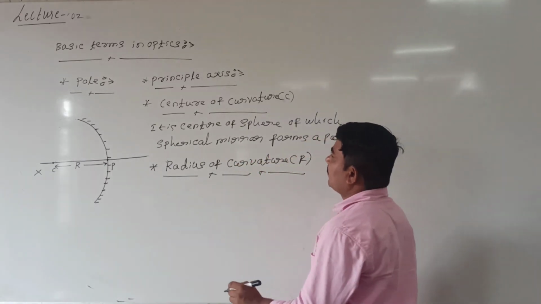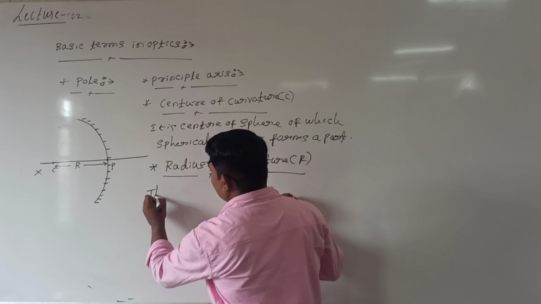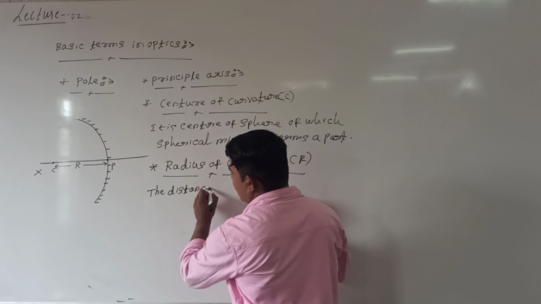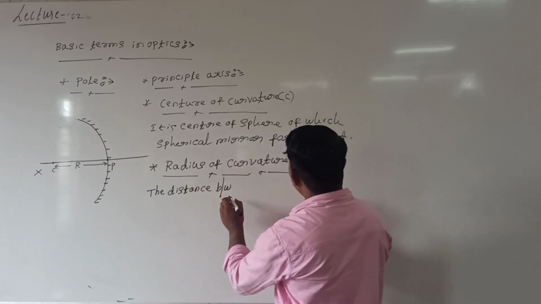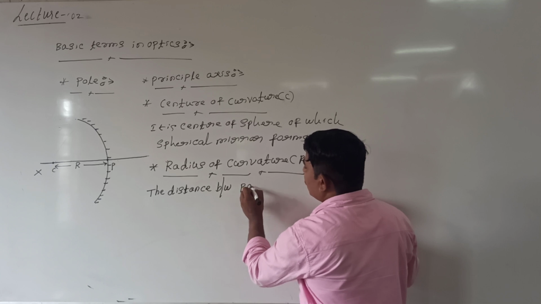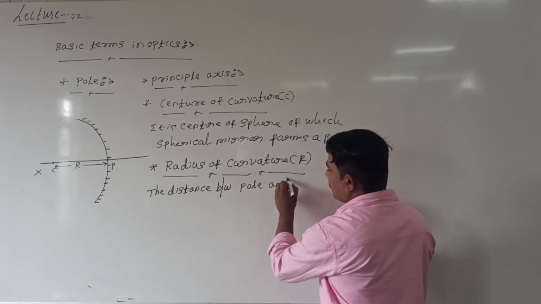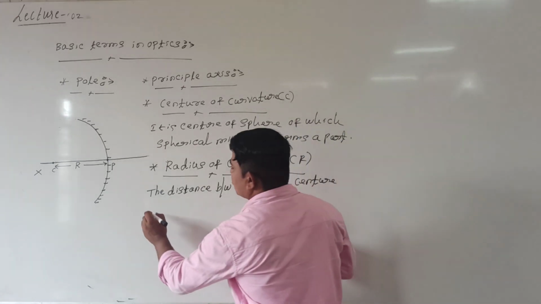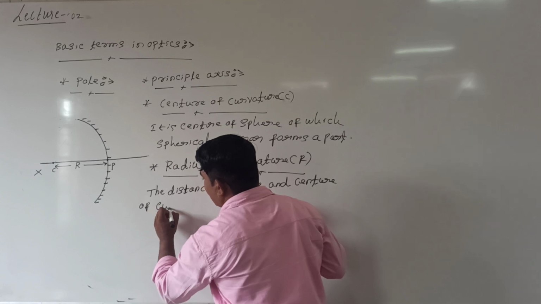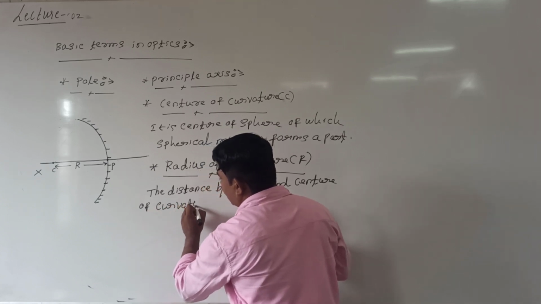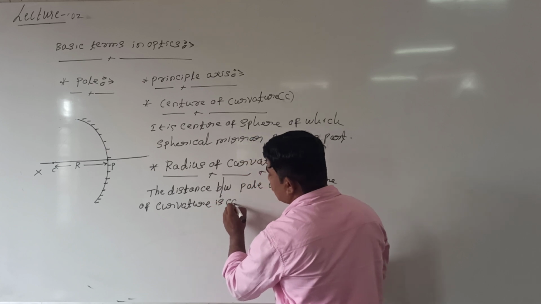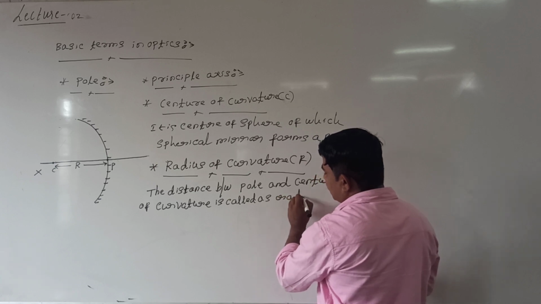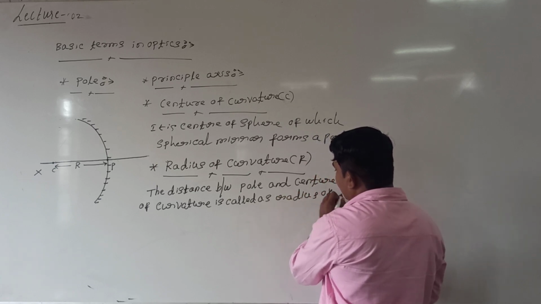How to define this? The distance between the pole and the center of curvature is called the radius of curvature.